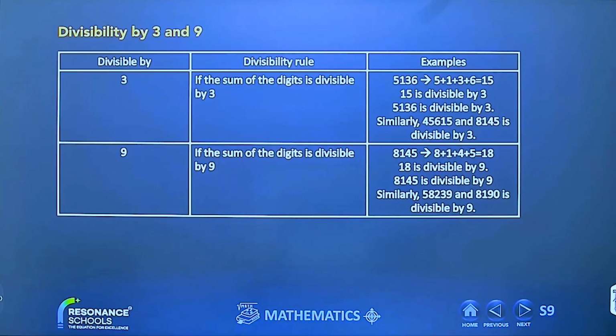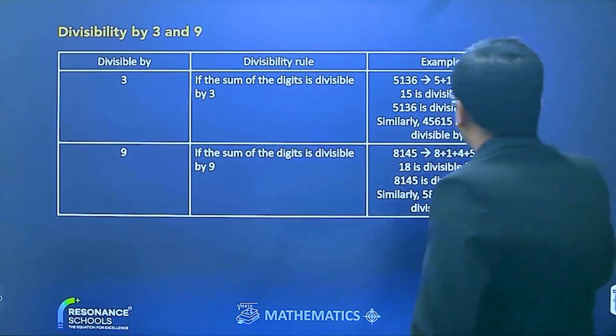Clear? Yes? Done? Okay. Clear? Let's move to the next one.